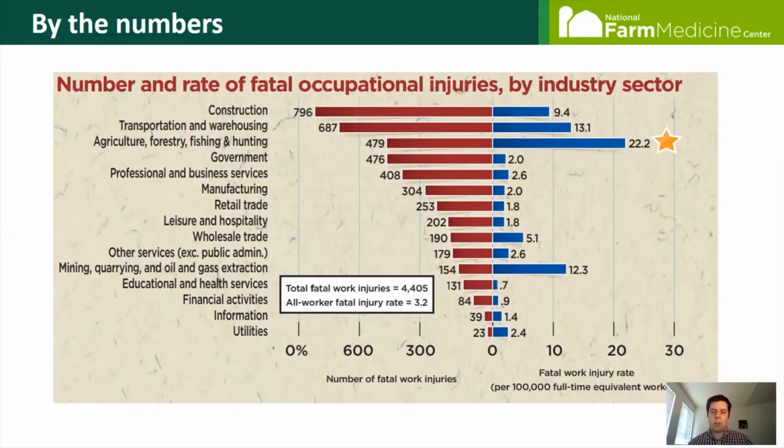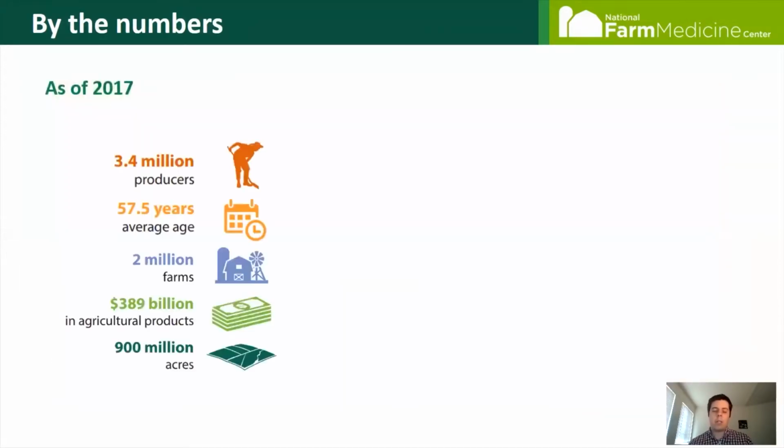However, if you consider the rate by including just how many agricultural workers there are, then the industry jumps above transportation and warehousing and construction and is, on a per capita basis, the most dangerous occupation in the US. As of 2017, there are a lot of farmers. There's over 3 million producers in the US with an average age approaching 60 years old.